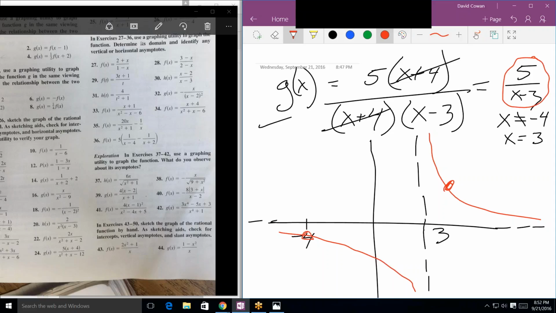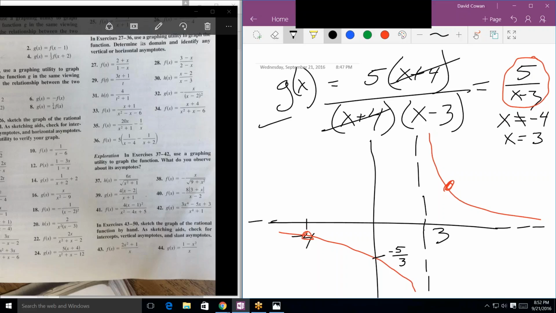So this is a pretty good graph. The only point I have not considered is that point, and I shouldn't really circle it. It makes it look like a hole. How would I figure out what that point is? Plug in 0 for x. Correct. And you get minus 5/3. So that point right there is minus 5/3.